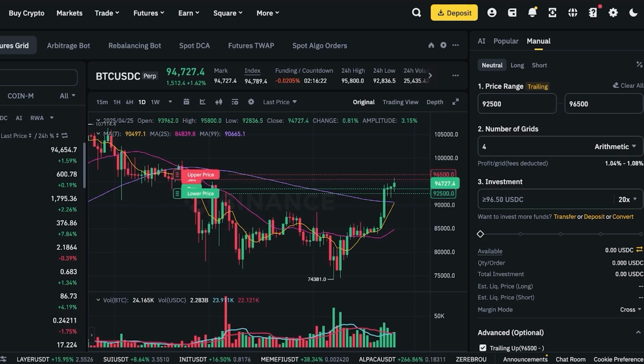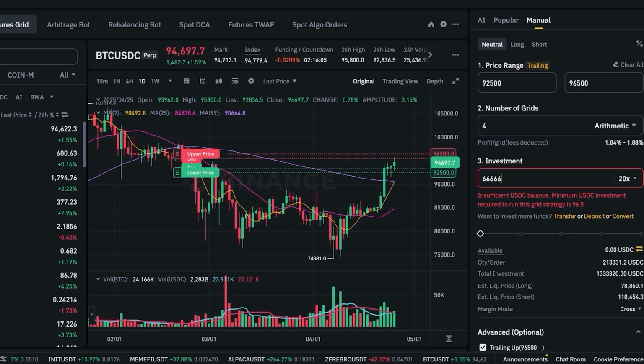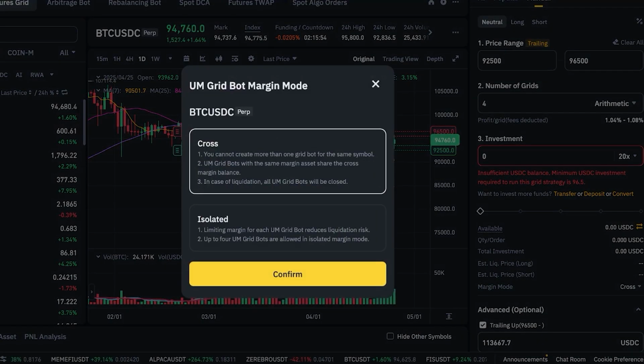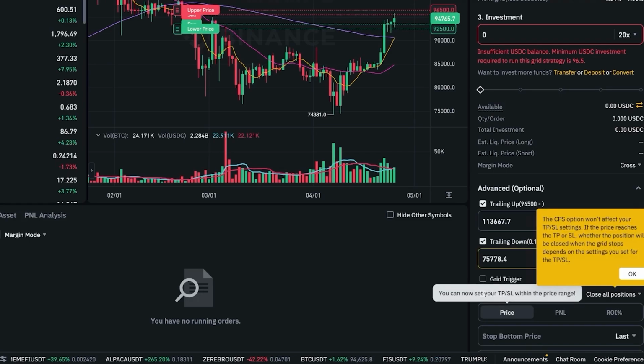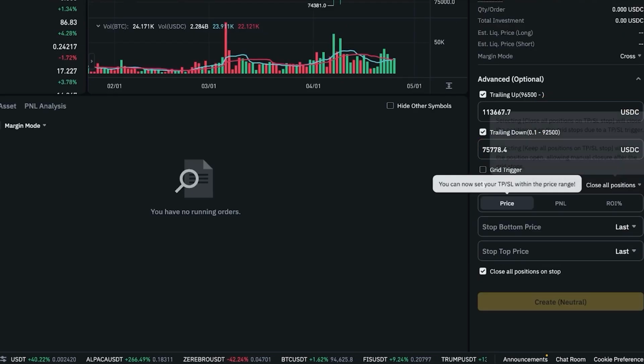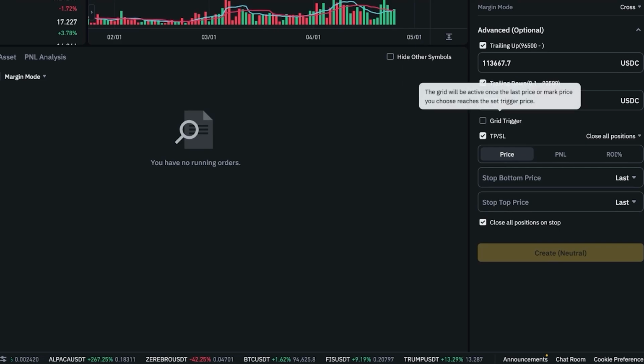Then you can choose your total investment that you want to do. And from here, you guys can see the minimum USDC amount on this grid is $96. And then below that, you will see your quantity order, total investment, as well as estimated liquidation price, short, as well as long. And then you have your margin mode, where you have cross or isolated. Then you have your trailing up, trailing down. Then you also want to turn on your take profit stop loss triggers, because that is again just going to provide you with another safety net in all of your positions.